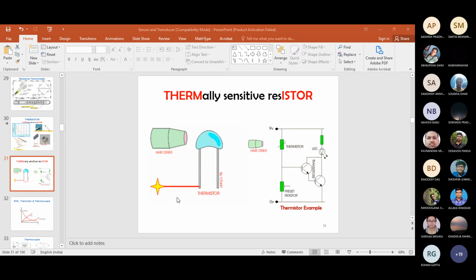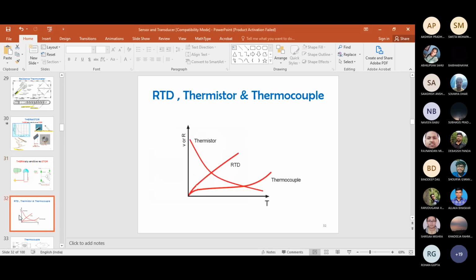Sir, in the next slide, can you please differentiate between the three in brief? Thermistor, thermocouple, active. Can you differentiate both the cases, please? You are asking about the next slide.